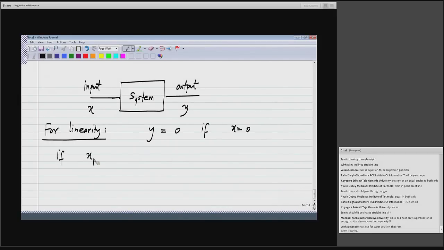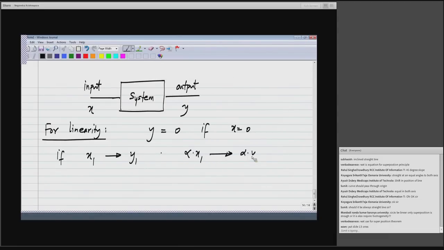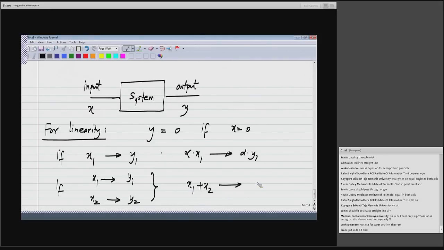Now, if x1 gives you y1, then if it is linear, alpha times x1 will give you alpha times y1. And similarly, if x1 results in y1 and an input x2 results in an output y2, an input of x1 plus x2 will result in an output of y1 plus y2. Now these are not independent statements; some of them imply the other. So these are all necessary conditions. This says that the IV characteristic has to pass through the origin.